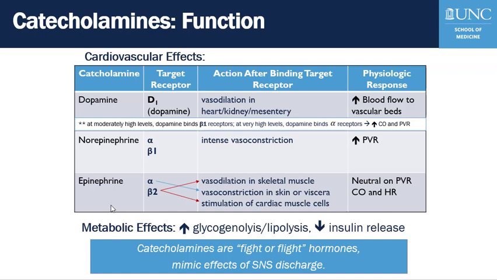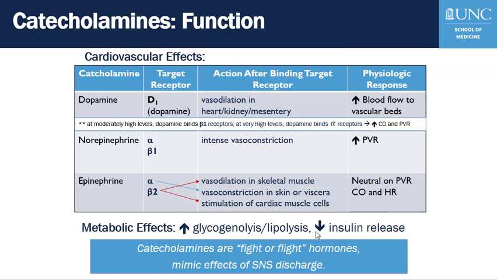Norepinephrine or adrenaline binds alpha receptors and beta-1 receptors, resulting in intense vasoconstriction, which causes an increase in peripheral vascular resistance. Epinephrine binds to alpha receptors as well as beta-2 receptors, and this causes vasodilation in the skeletal muscle, but vasoconstriction in the skin or the viscera. And epinephrine also stimulates cardiac muscle cells. And the end effect is to be neutral on peripheral vascular resistance, but to increase cardiac output and heart rate.